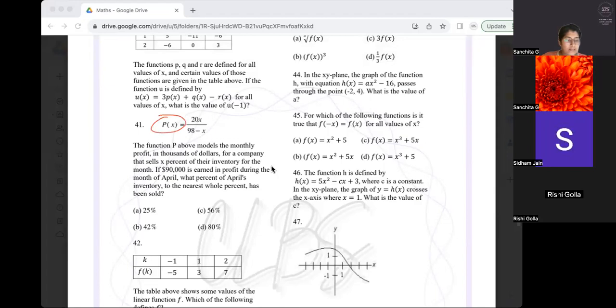So P is in thousands of dollars, right? It's given already in the question. It's thousands of dollars. And P is 90,000, right? 90,000 is earned in profit. But P is in thousands of dollars, so if you input 90,000, you will not get your answer. Instead, the only trick is to get 90 on the left-hand side. That is equal to, now you can just solve it as per the norm. You'll get 80%. Clear? Absolutely. That's the only tricky part.